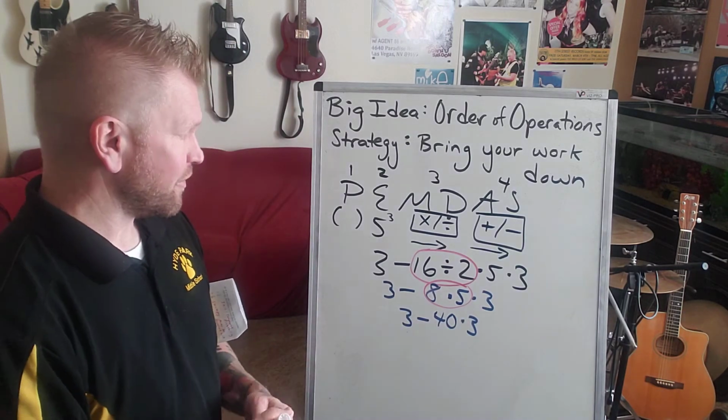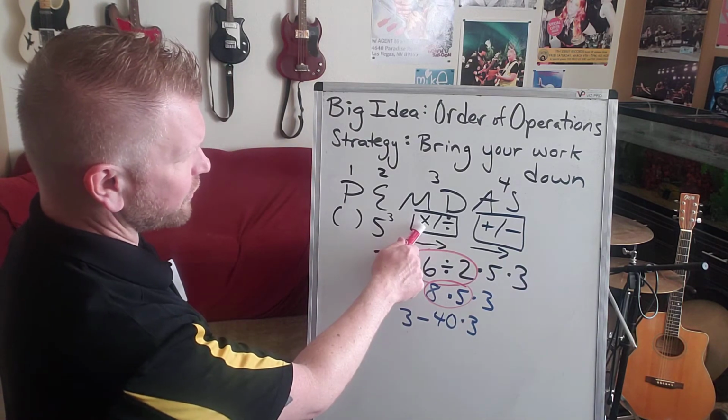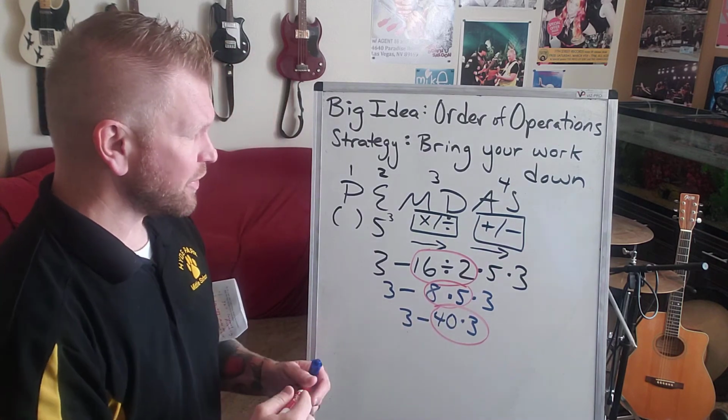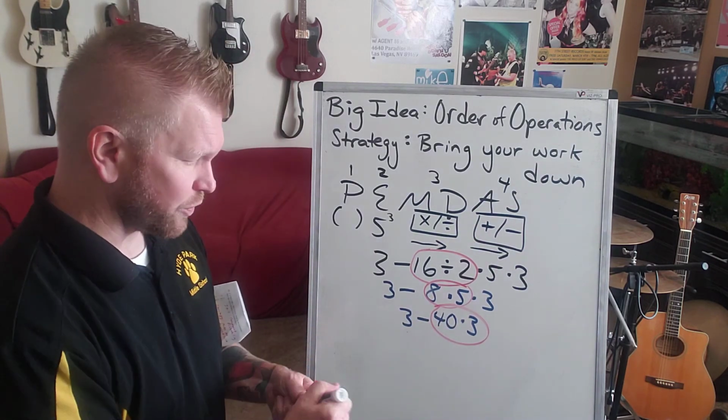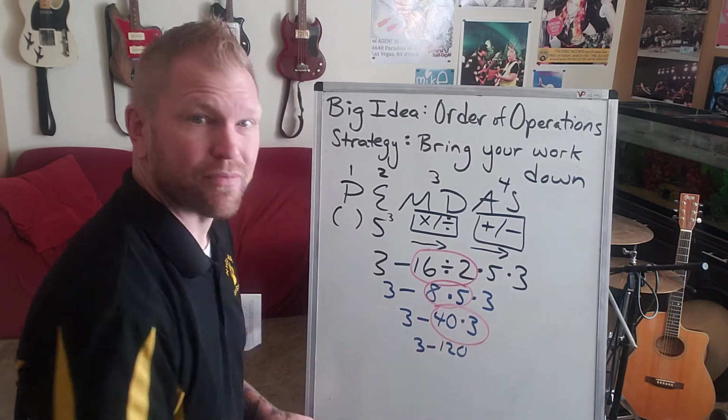All right, what should we do now? Should we subtract or should we multiply? Well, multiplication and division comes before adding and subtracting, so we've got to do the multiply. So we've got to do 40 times 3, which is 120. So we bring down 3 minus 120.